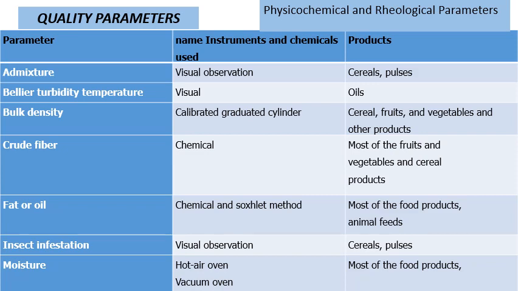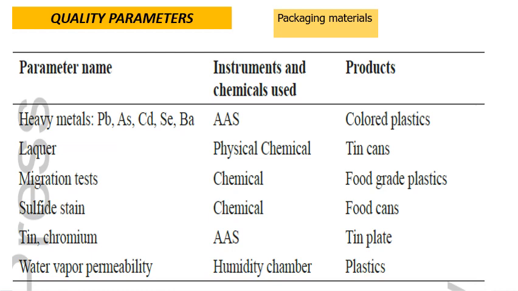So these are tables that show quality parameters and the instrument or chemical that are used, and examples of the products. So we have the physical, chemical, and rheological parameters here. So we have the admixture, we have the turbidity, temperature, and so on and so forth. Also here we have quality parameters and the packaging materials that are used, and the chemicals and the products corresponding for it. You can go through them and have a knowledge of what we're talking about.